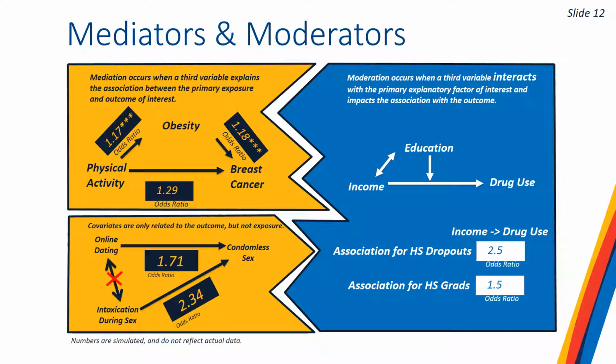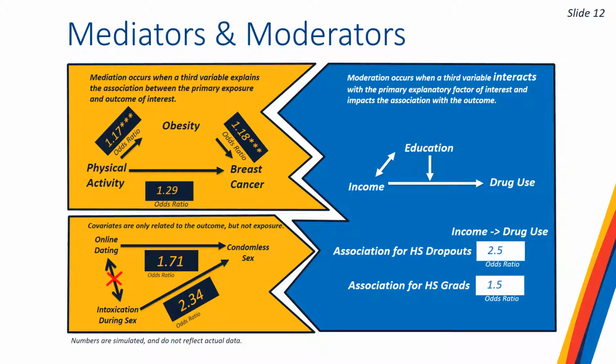The difference between effect modifiers and moderators is mostly conceptual. Effect modifiers have different associations between explanatory factors and outcomes for different groups. And moderation represents an interaction between explanatory variables that changes the association between explanatory and outcome factors of interest.